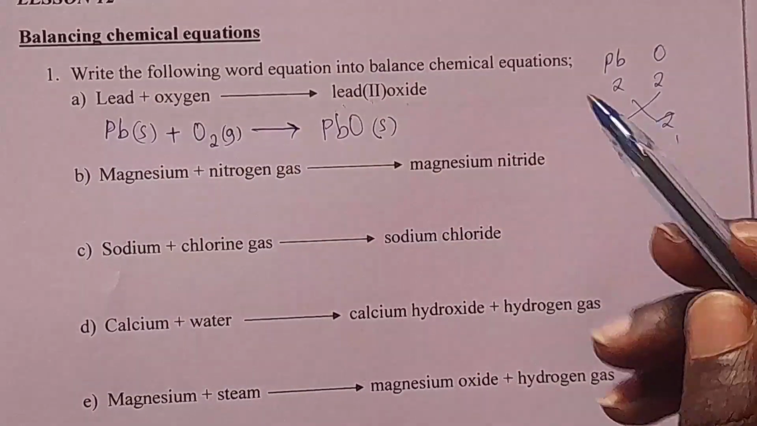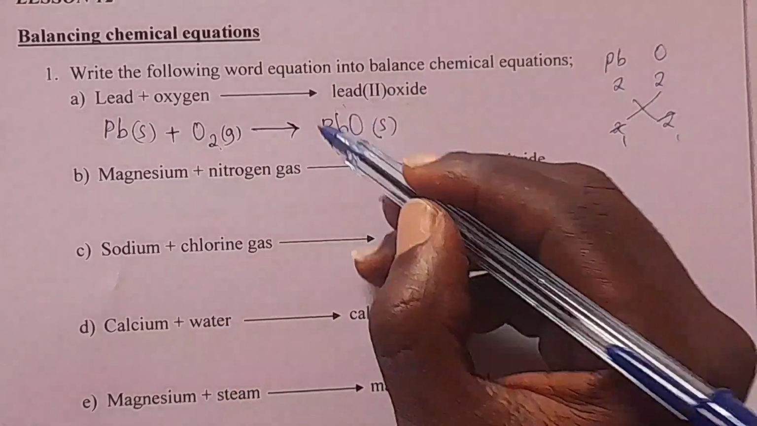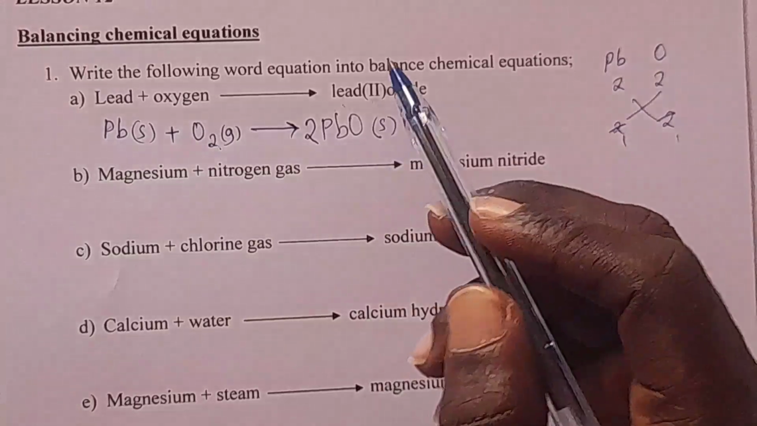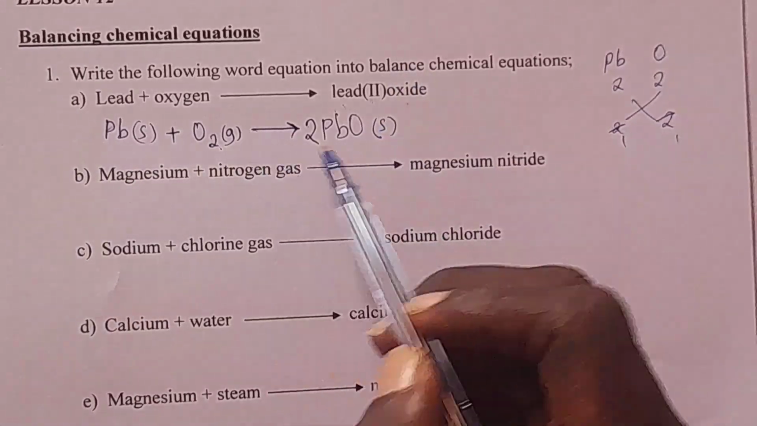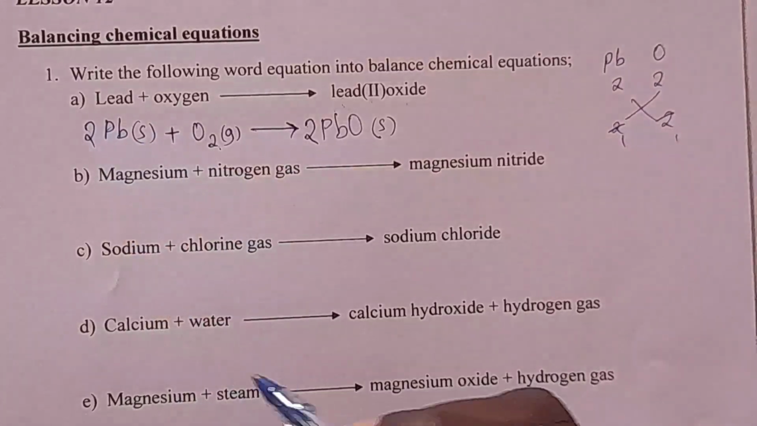So this equation is not balanced because I have 2 oxygen on the reactant side, but I have 1 oxygen on the product side, so I will make 2. I have to put the least multiple. Here the number of lead is 2, but here it is still 1, so I put 2 to balance it.